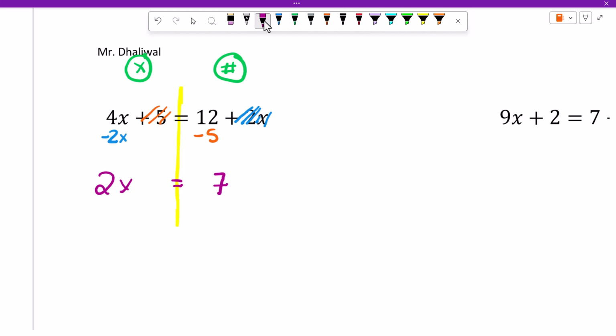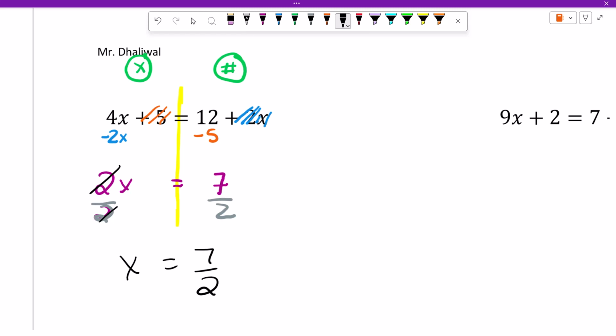Now, the numbers are on the number side, the letters are on the letter side. We just need to get the x all by itself. So that 2 is attached to the x. How do we get rid of that 2? Divide. Divide. Is multiplying, so opposite of multiplying is divide. Oops, gray. Let's do gray. Gray, 2. Divide by 2, divide by 2. The 2's go away. X is 7 over 2.